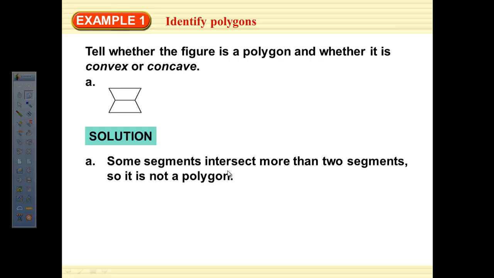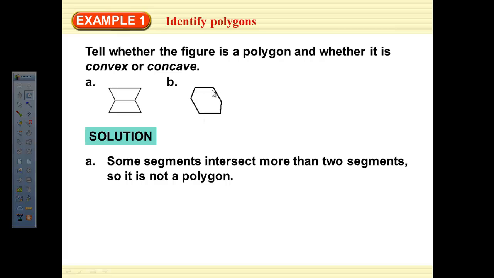Some segments intersect with more than two segments, so it is not a polygon. For this next one, we've got 1, 2, 3, 4, 5, 6 sides, so it's a hexagon. It is a polygon because there are no curved surfaces, and each segment intersects with two other segments. So for example, this segment right here intersects with this one and with this one right here.